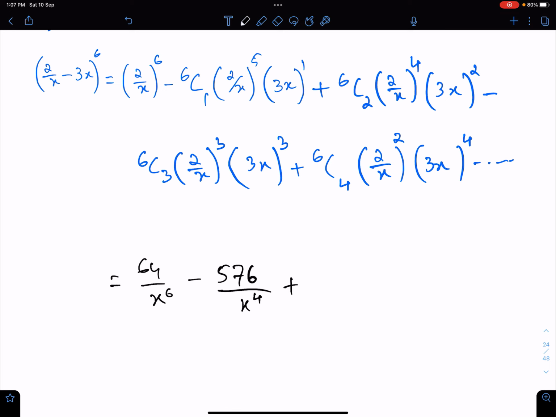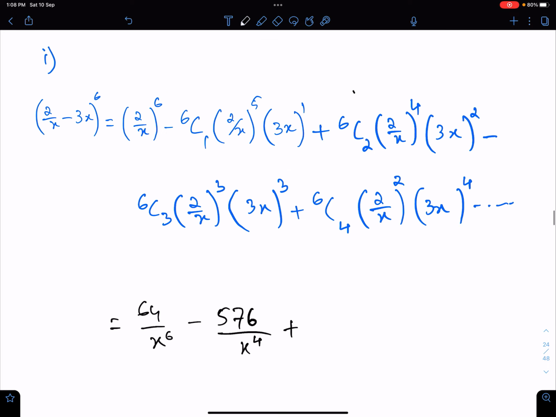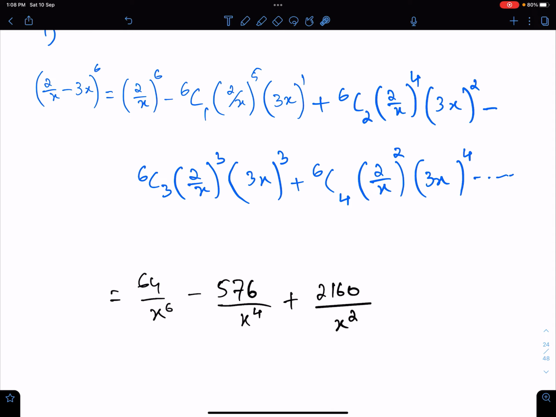Now the next term is 6c2. 6c2 is 15. This is 15, this is 16, and this is 9. 15, 16, 9. Wait a minute. 15 times 16 times 9. This is 2160 upon x square, because when you cancel these two x, you will get x square.